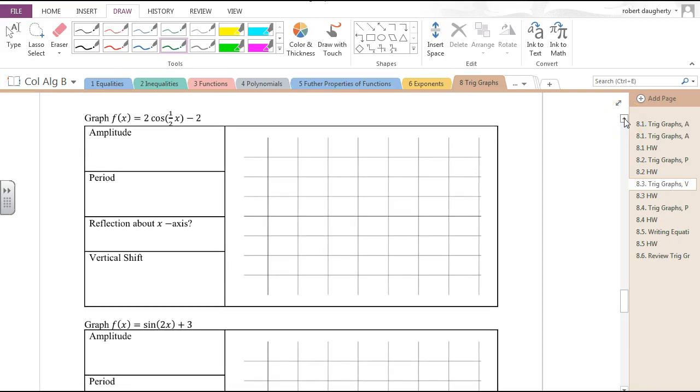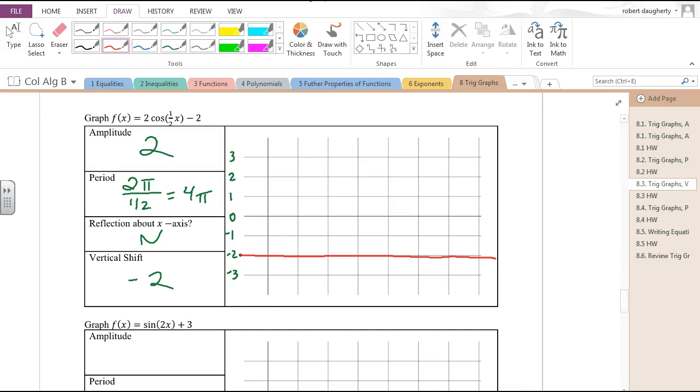Okay, amplitude here. Amplitude is 2, period. Yeah, so 2 pi over 1/2, and what is that? Yeah, 4 pi. And has it been reflected? No. And vertical shift, -2, okay? So in order to graph this, this is 0, 1, 2, 3. I'm going to draw a horizontal line where? At -2. And that's going to be my axis that I graph this on.